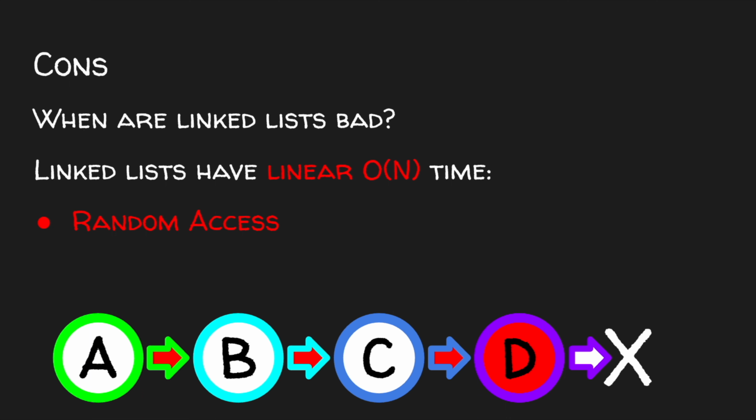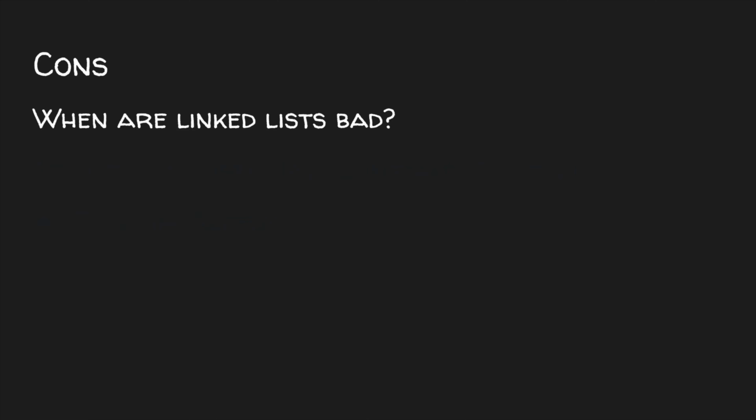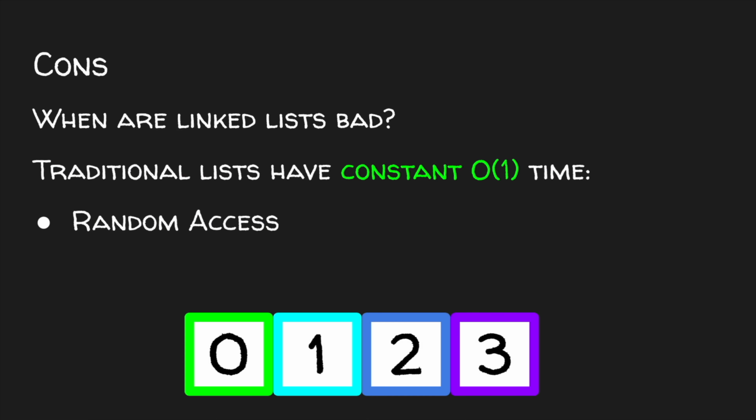However, traditional lists in Python have constant, or O of 1, time random access, since we can immediately index into any position in a traditional list.